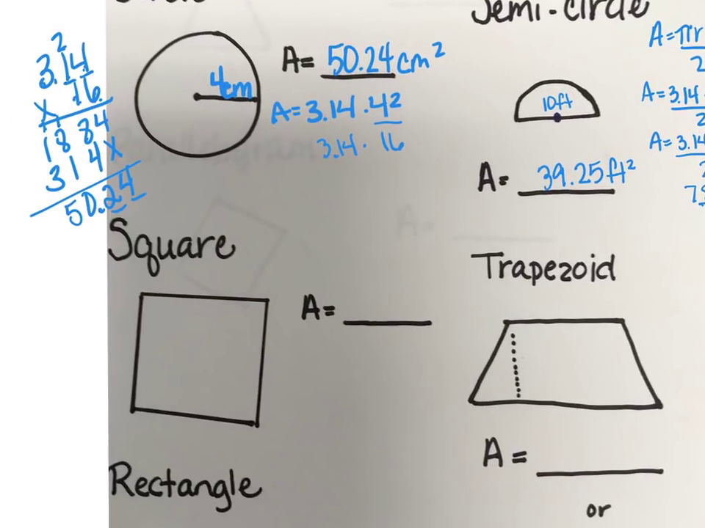Okay, so just to review some shapes. This is a square. I tried with a ruler. It didn't quite work out like I liked. But if we had 5 inches and 7 inches, our area formula is base times height. So our base is 5 and our height is 7. 5 times 7 is 35, and it's going to be inches squared.